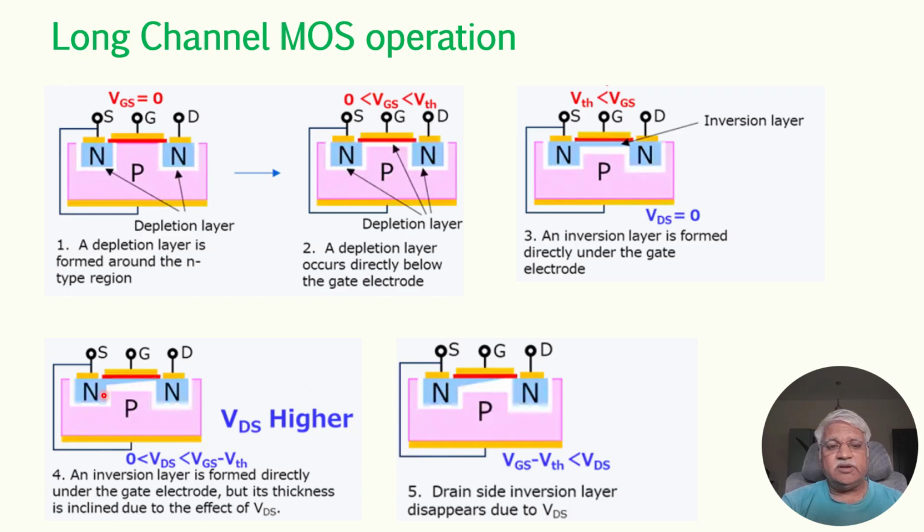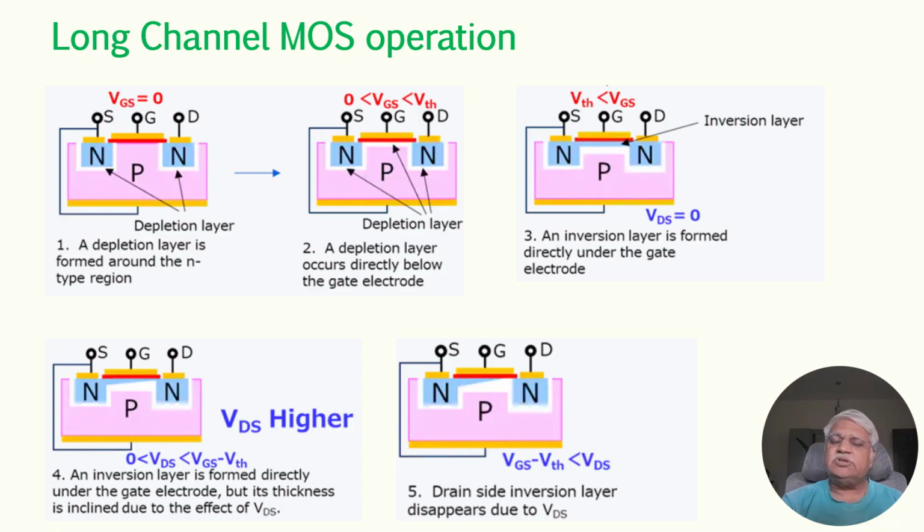When VDS is greater than 0 but less than VGS minus VTH, the channel has formed in a triangular, actually trapezoidal, manner. However, if VDS is far greater than VGS minus VTH, you can observe that it has formed only up to this point, so the inversion layer has slightly moved away from the drain region. More details you can find in several MOS channel operation books or material. I am not going too much into it now.